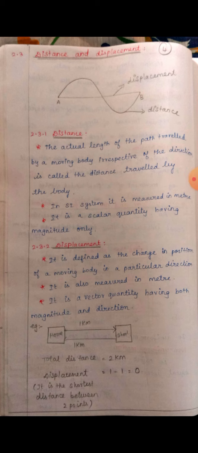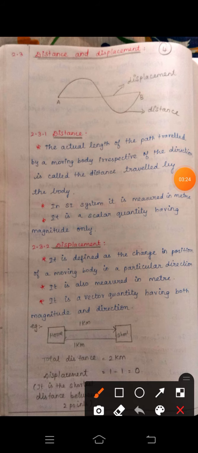Distance is the actual length of the path travelled by a moving body irrespective of the direction, called the distance travelled by the body. It is not considering the direction. The moving body is travelling in its own way. It is irrespective of the direction. So this is called distance.